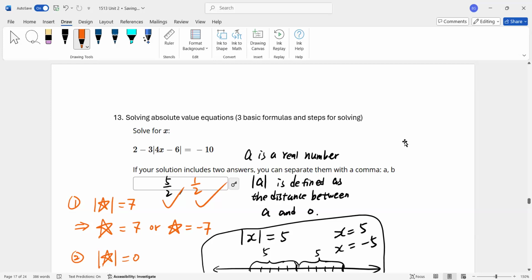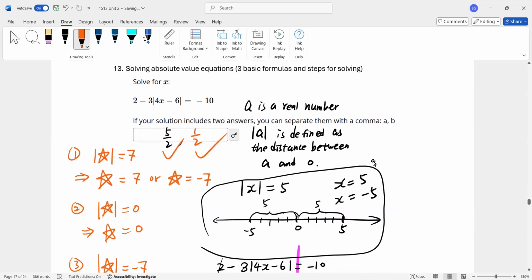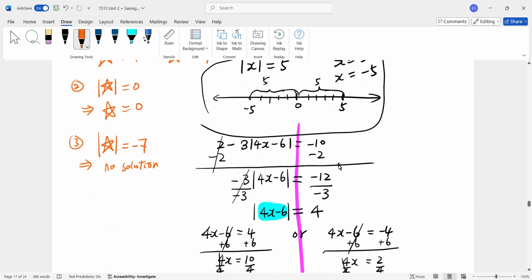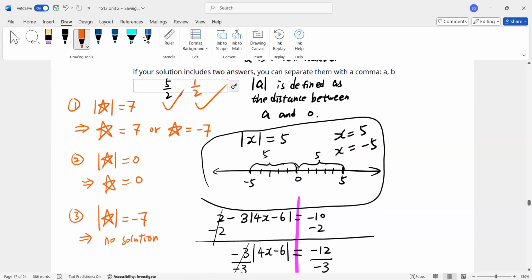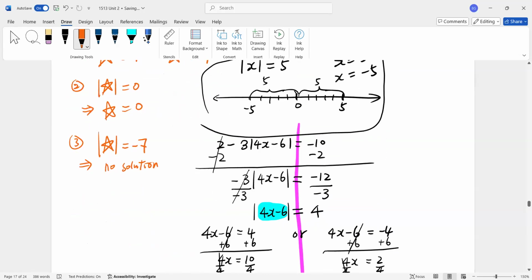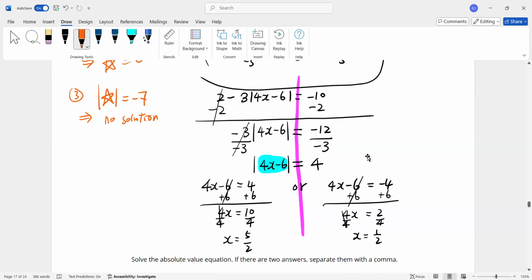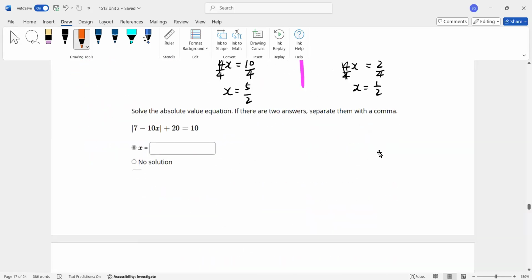So the reason you do not have to check the answer is because the process we apply never changes the domain of the equation. For that reason, we don't have to. But again, it's always good to double check, right? All right. So that's one absolute value equation. Let's look at the next one.